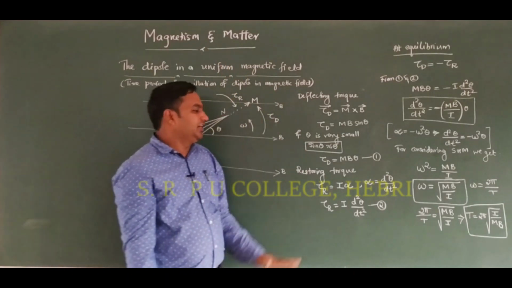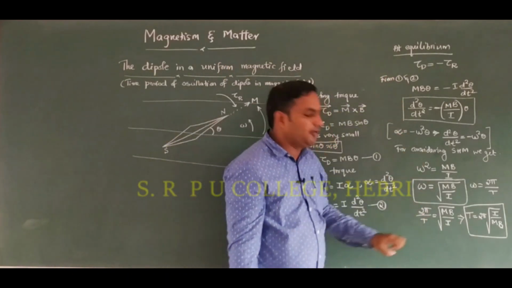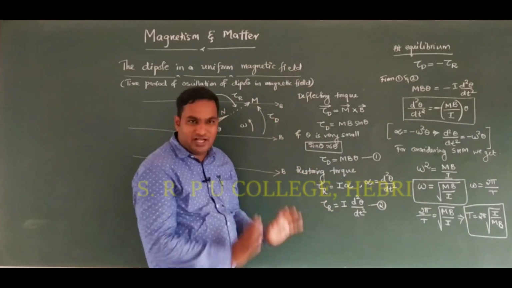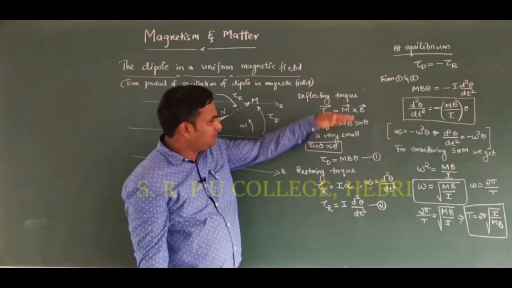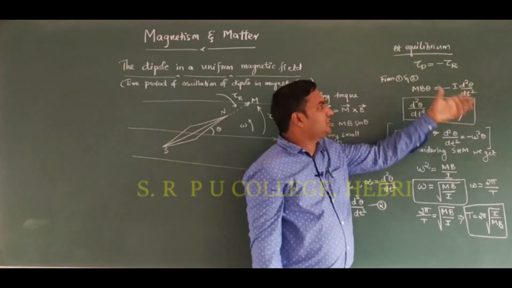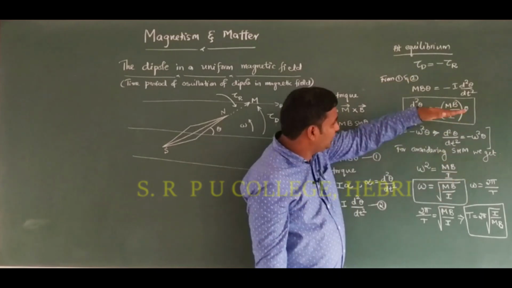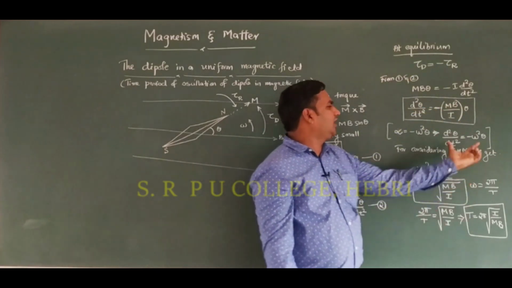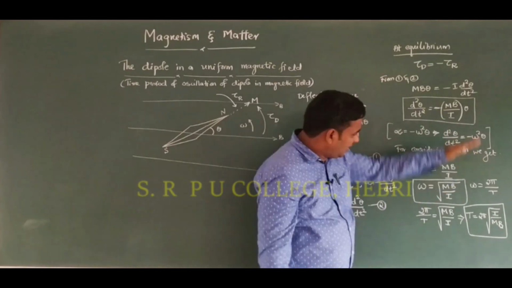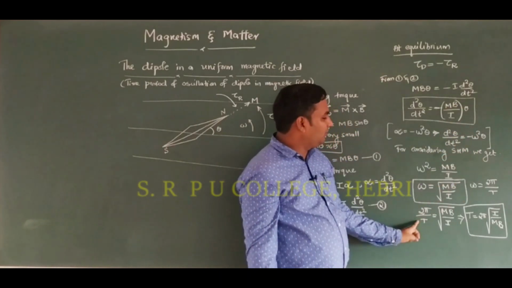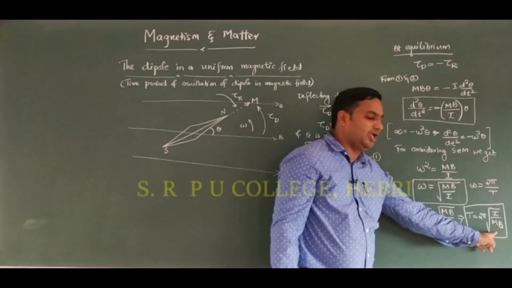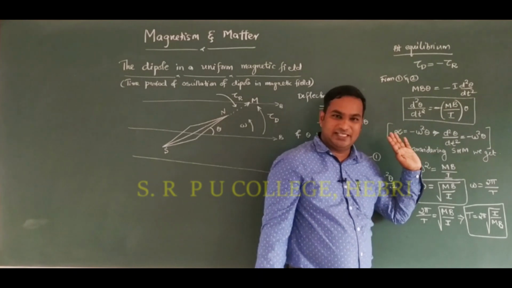Is that clear? Dear student, these are the important steps. Just go through this. I did it by considering the rotational motion concept: deflecting couple and restoring couple are equal but opposite. Simplifying further, this equation is exactly equivalent to the SHM format. Comparing, we got the formula for the time period of oscillation, 2 pi into the square root of I by MB. Is that clear?